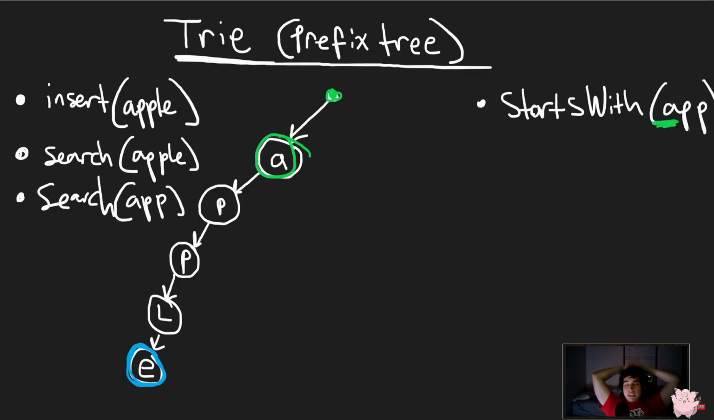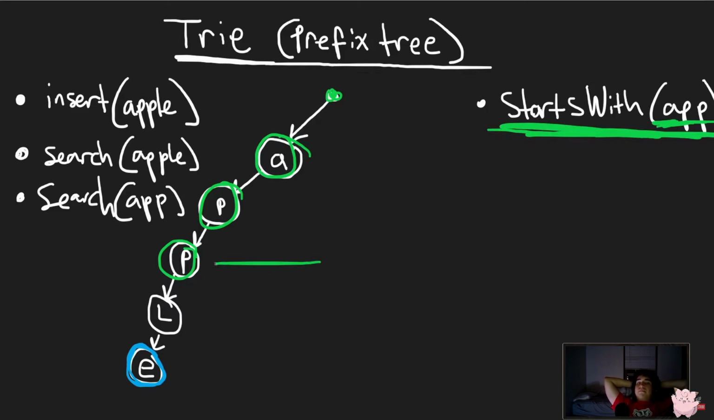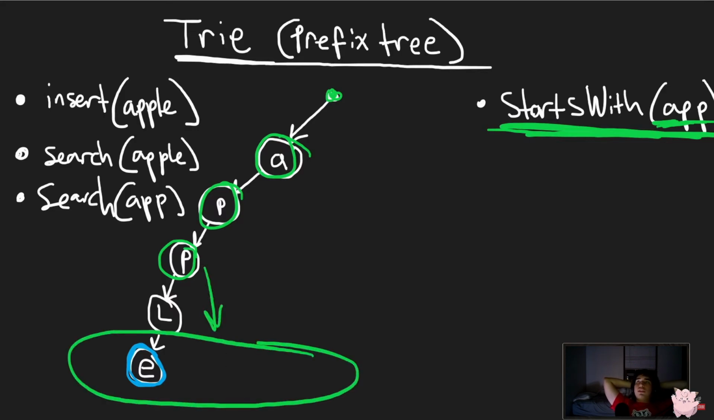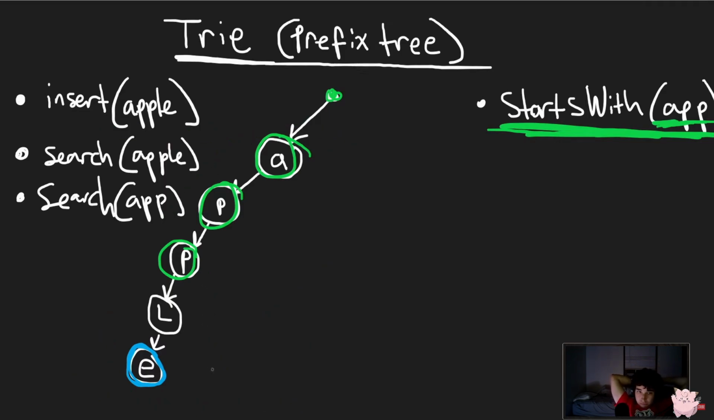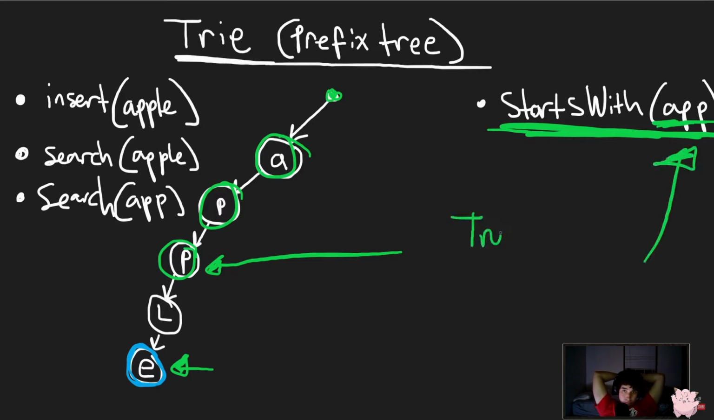Start at A, A exists. Next, check P, P exists. Check another P, P does exist. So since we found all of the characters, we're basically guaranteed that either this is a word itself, which clearly it's not, right? We never inserted app, or we're guaranteed that there is some word below that has been marked. Because if we inserted these characters, we only did that because we were inserting a word, so there's guaranteed to be at least something that is marked blue down here, right? So once we found the second P, which is all the characters in here, then we can say true. There definitely exists a word that starts with app.